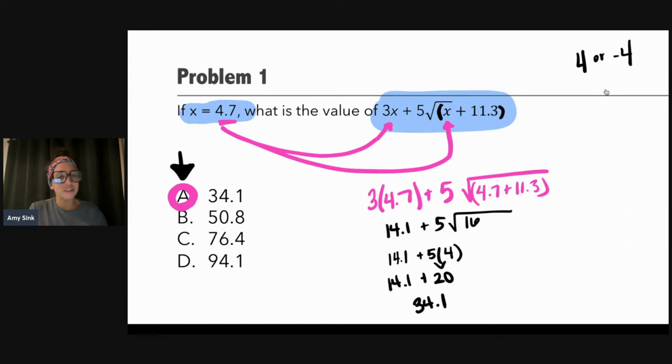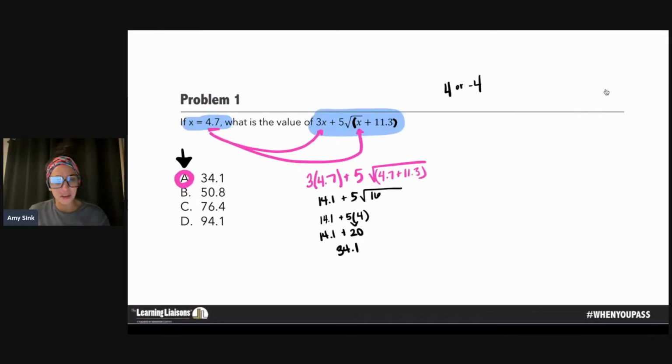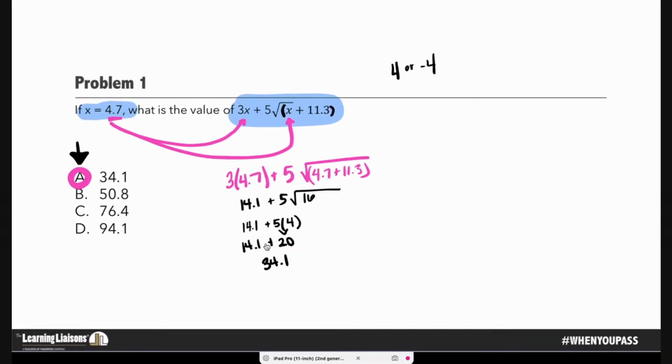That was a pretty quick first problem, wasn't it? Questions about that? All right, pretty straightforward. Let's move on to problem number 2.